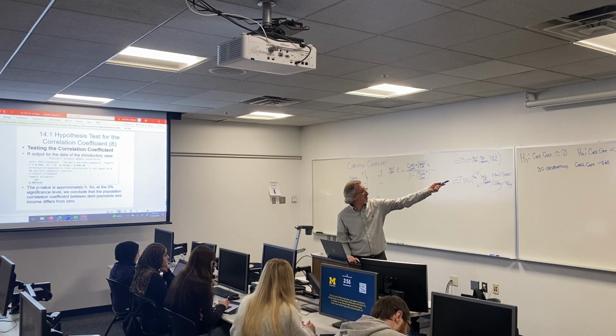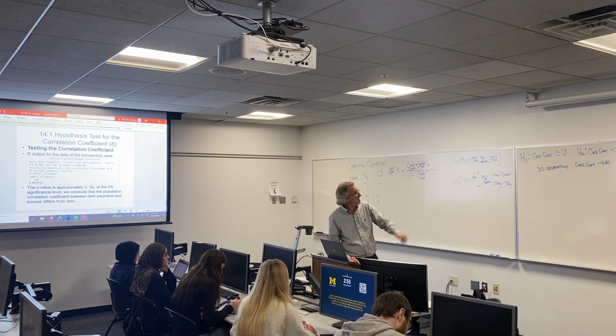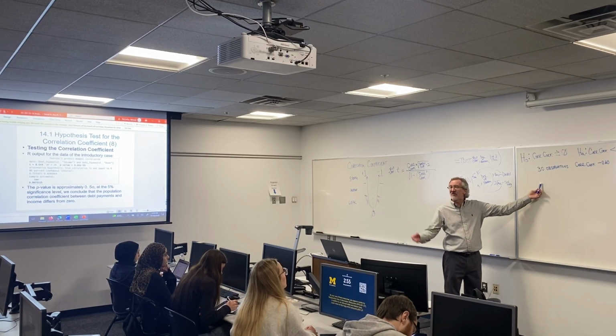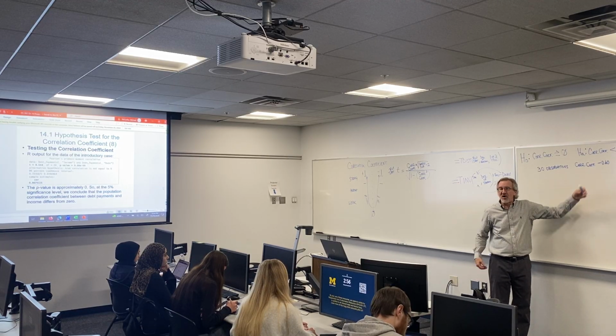The alternative hypothesis is less than 0. The null is greater than or equal to 0. It says there's 30 observations. What's this? Sample size. What's your degrees of freedom then? 28. Correlation coefficient is negative 0.60.